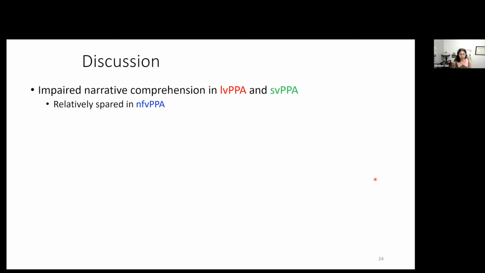I want to be clear, the use of multiple choice questions is maybe not the most appropriate way of assessing narrative comprehension. This is really kind of a broad brush way of looking at comprehension. But we do think that it is suggestive of a true pattern of impaired comprehension in logopenic and semantic variant PPA.